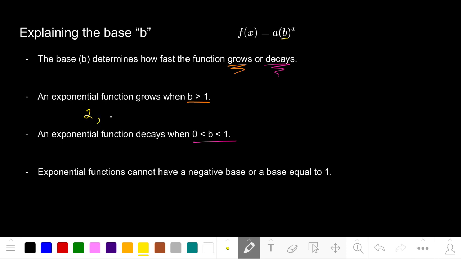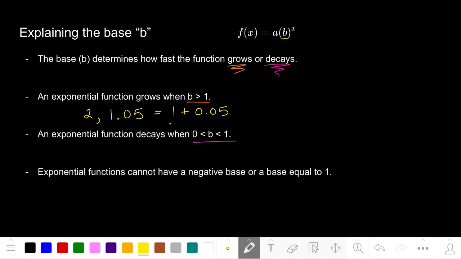Another example of something greater than 1, 1.05. It's 0.05 greater than 1, so it is an exponential growth, but not nearly as fast as a base of 2. An important note about bases is it does not matter how you write them as long as they are mathematically equivalent. 1.05 is the same thing as 1 plus 0.05.